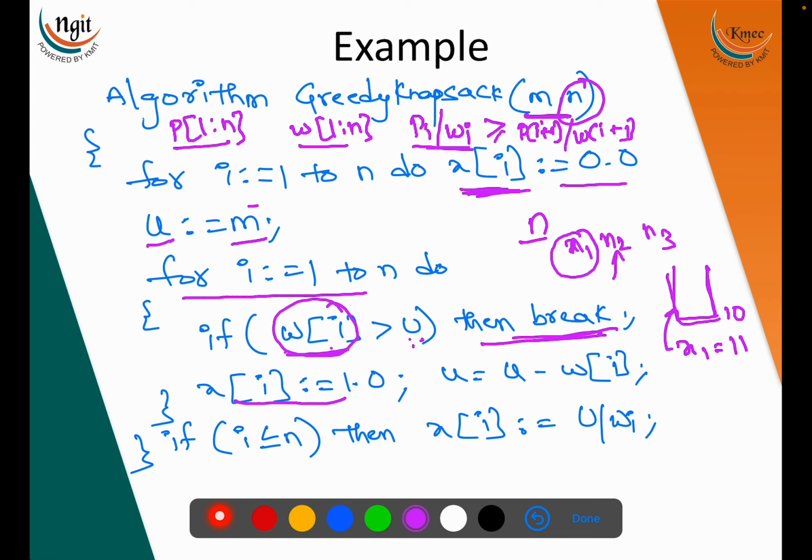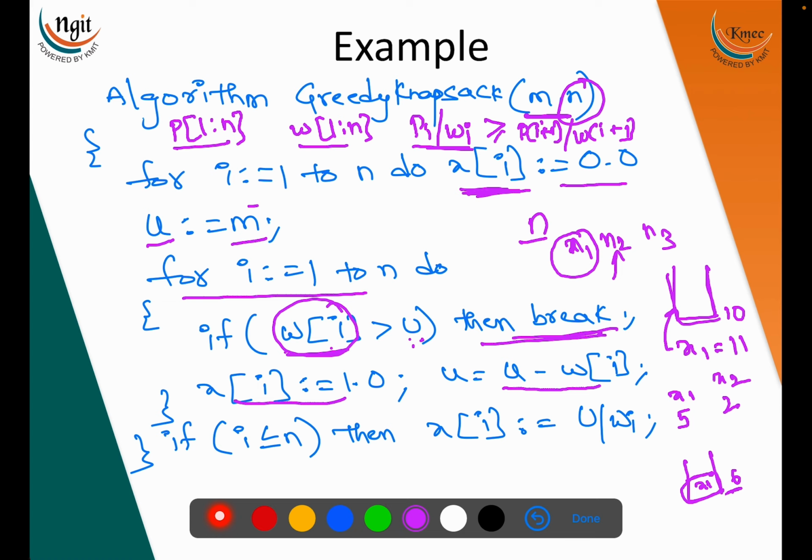Let us see, I have two items x1 and x2. The weight of x1 is 5, the weight of x2 is 2. My bag capacity is 6. Okay, now we will be placing the first item, which is x1. The total capacity is 6, but I have utilized 5 kg of the bag, right? So that means u minus wi.